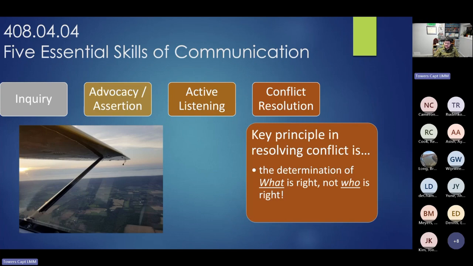Conflict occurs when the team is not working towards common goals. So the most important point to focus on is what is right, not who is right. This helps to reduce the emotional factor in a conflict. It should be us against the problem, not us against each other.